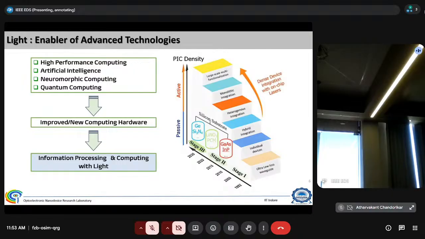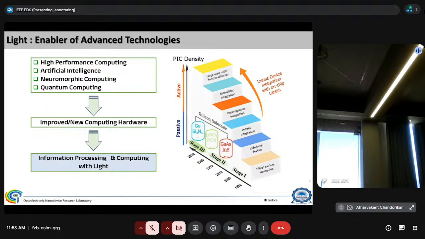So when you talk of high performance computing or AI or neuromorphic computing or even quantum computing, what you need is improved hardware or new hardware. And one solution is that you can process and compute with light. That's one. And there are laboratories and industry which are slowly taking up that challenge.